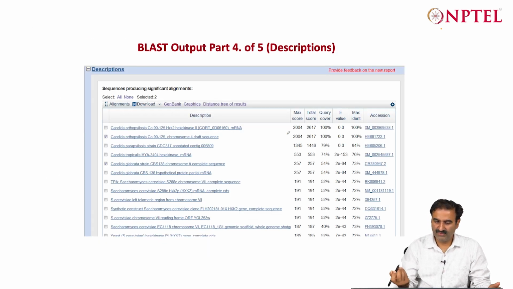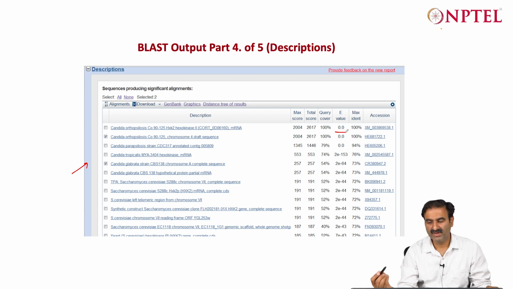Okay. So this is the output, and the matches that you have found. You can see the expect value is near 0, and you have found a 100% match. That means the sequence that you are searching is already present in the database. It has a max score of 2004 and a total score of 2017.